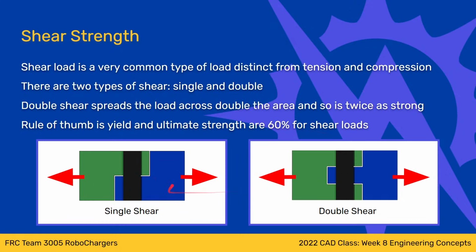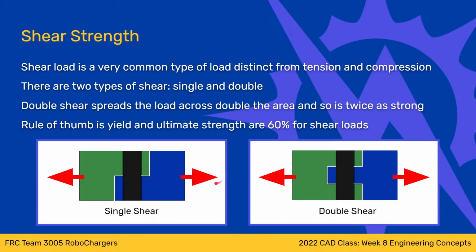I don't know if that was clear from the image, but I've got this green part that's pulling one way. I've got the blue part pulling the other way. And basically I'm trying to shear this black pin in the middle, kind of along this line here, right? It's trying to break the pin in half.